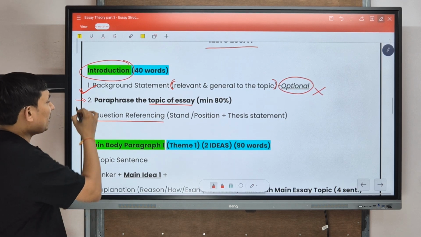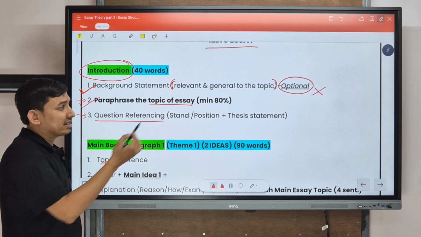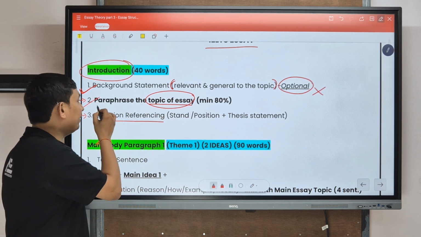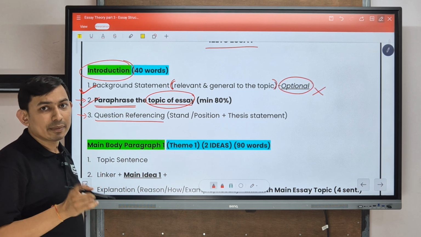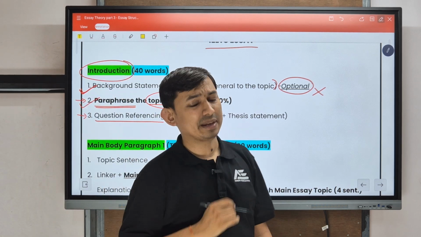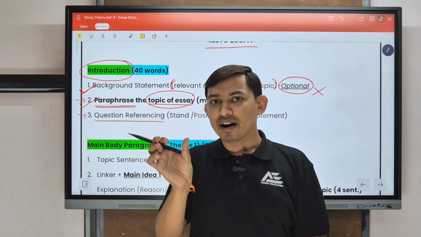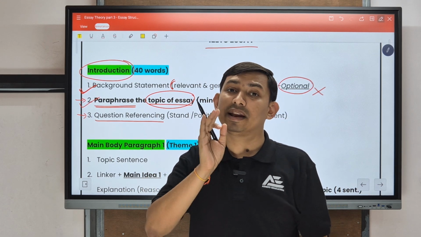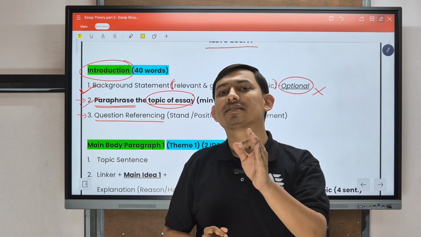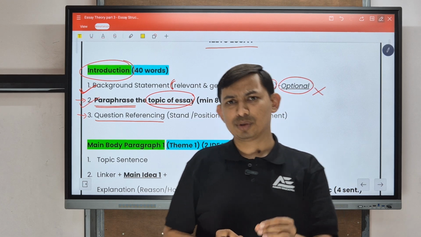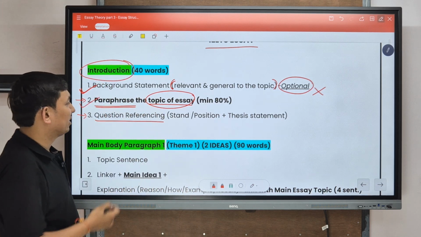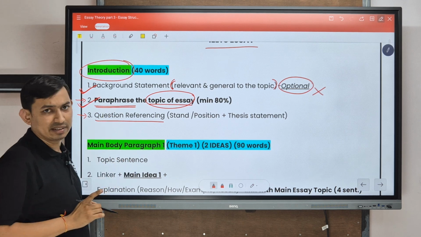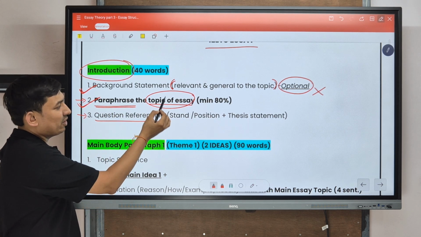Now next, paraphrase the topic of essay. As topic of essay, we easily know that it is mentioned in the question, so it is the topic of essay. But here we have written paraphrase. Paraphrase means, in simple terms, wording will be changed, but meaning will remain the same. So we have to write like that. Meaning will remain as it is. The best method is synonyms, a popular method. Most of the students use synonyms to write the paraphrasing. So here we have to do paraphrase. There is a separate lecture related to paraphrasing. Clear? So we have to do paraphrasing of essay topic.